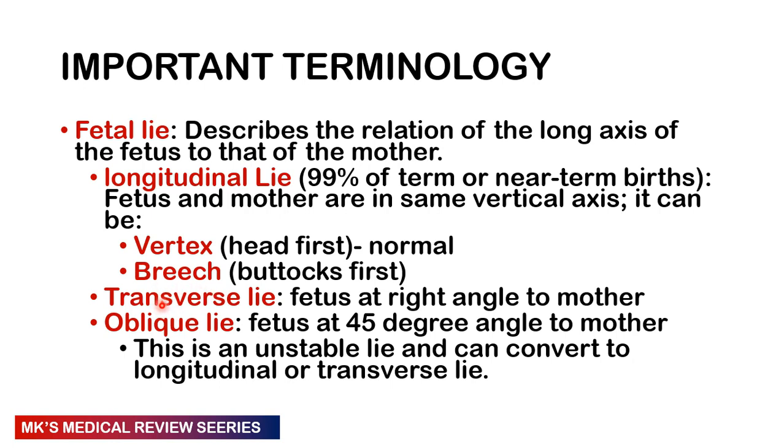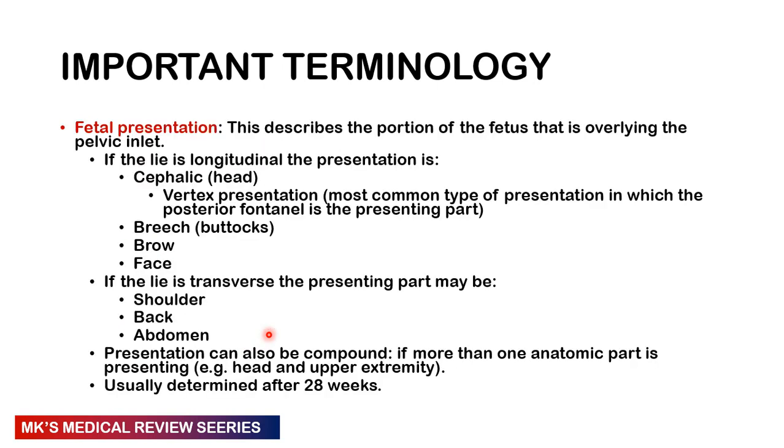Then you can have the transverse lie, where the fetus is at right angles to the mother. Oblique lie, where they're at 45 degrees. This is rather an unstable lie and actually can convert to either a transverse lie or a longitudinal lie. And when you talk about presentation, it's simply the portion of the fetus that's going to be overlying the pelvic inlet. And remember that the presentation and the lie usually are going to be determined roughly after 28 weeks.